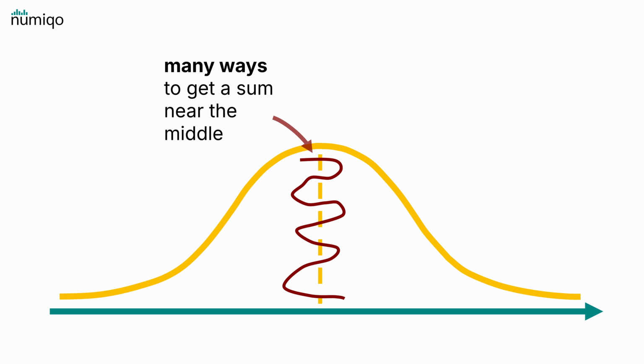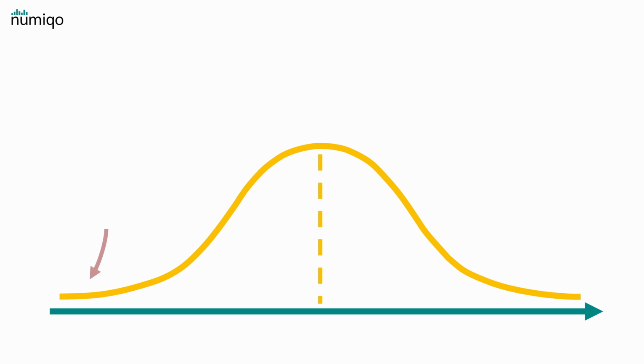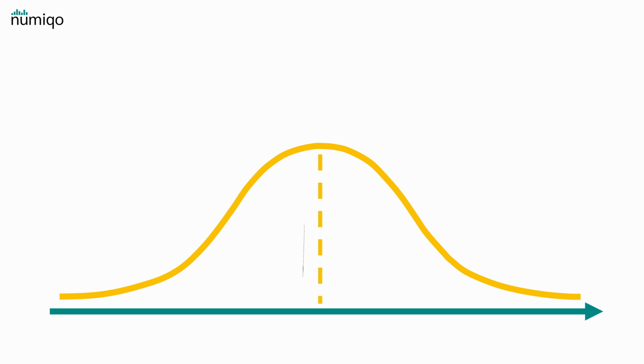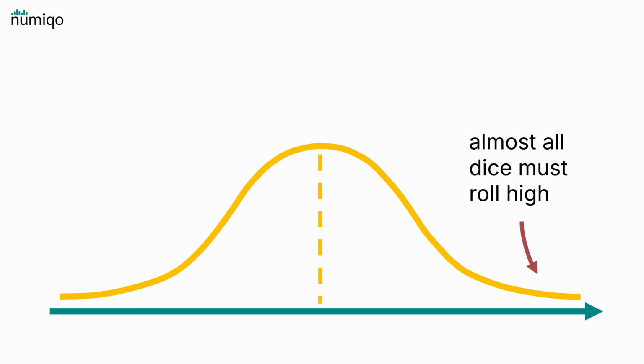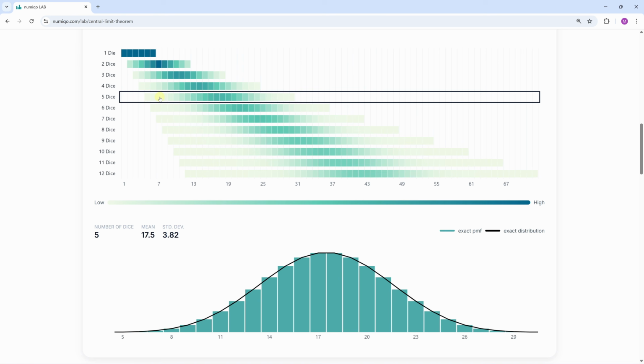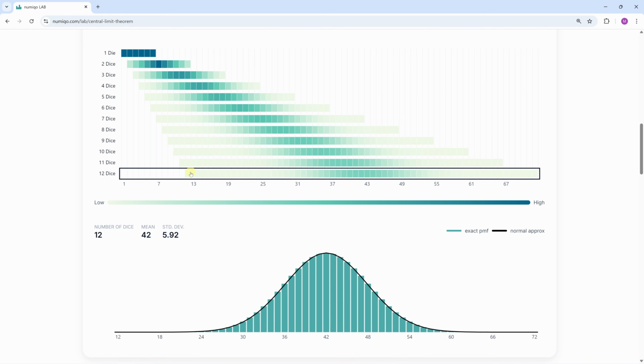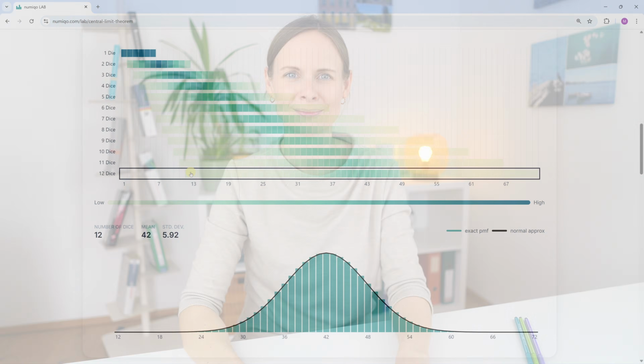So there are many ways to get a sum near the middle. But on the other side, to get a very small sum, almost all dice must roll low, in the extreme case only once. And to get a very large sum, almost all dice must roll high. That is also rare. When we add more and more dice, this effect becomes stronger and smoother, and that's why the shape turns into a bell curve.